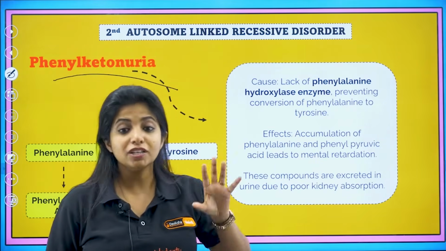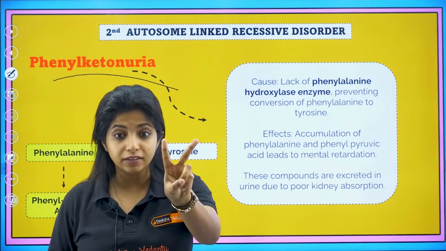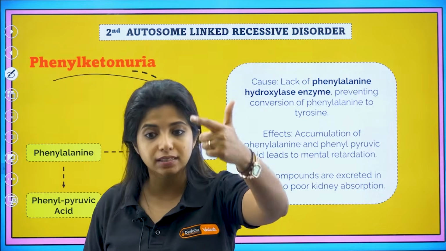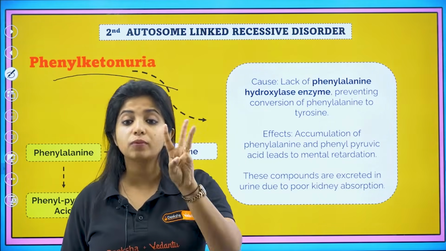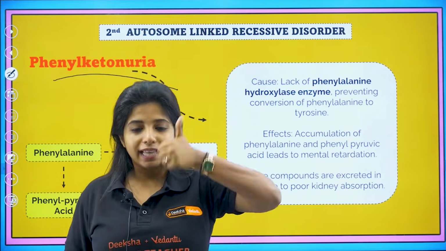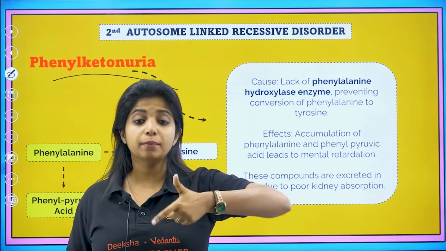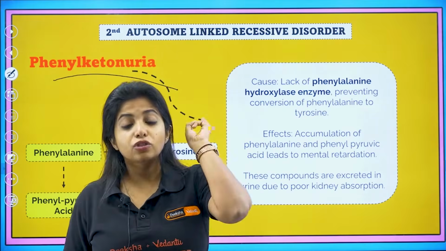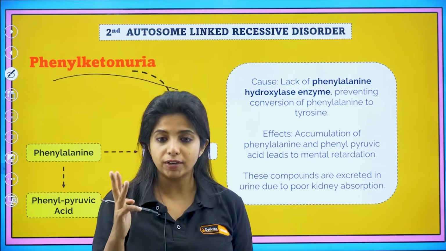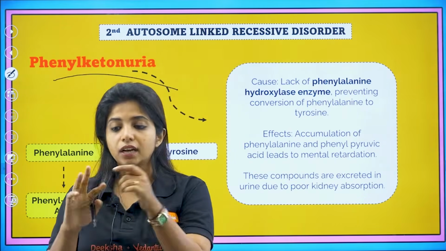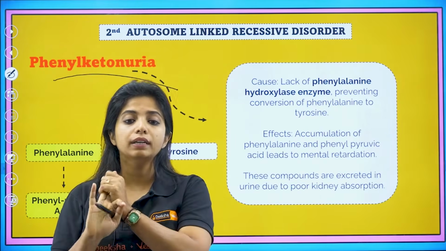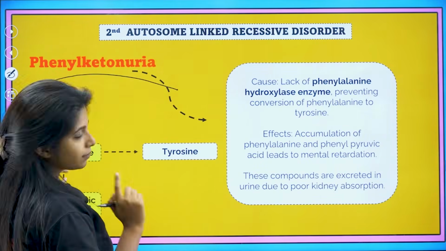Since tyrosine is not being formed, melanin is not going to be formed, and hence there would be hypopigmentation. So my dear children, in total you studied 2 sex-linked recessive disorders. One is hemophilia, second is color blindness, and 3 autosome linked recessive disorders. What are those? Thalassemia, sickle cell anemia, and also phenylketonuria. And in total 3 blood disorders are there. One is hemophilia, but it is sex linked. 2 of them are autosome linked, and that is what? Sickle cell anemia and thalassemia. Okay.